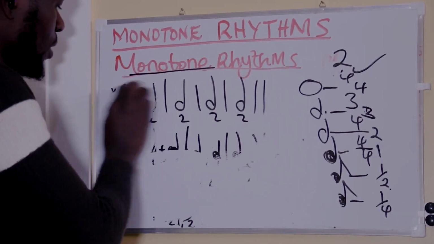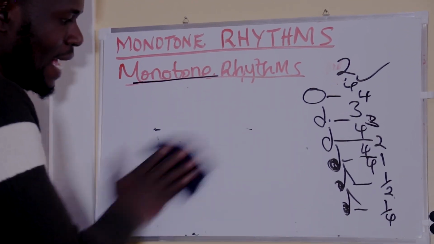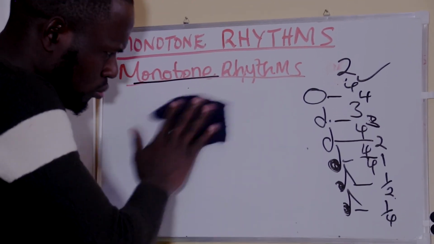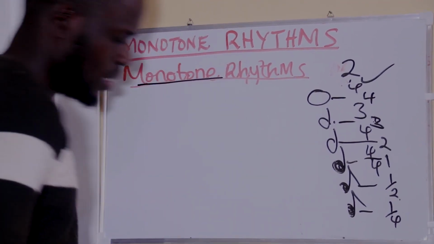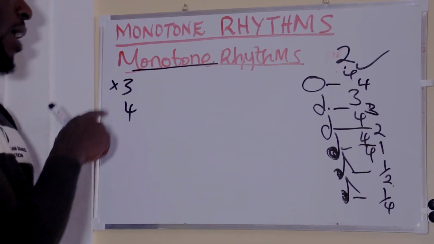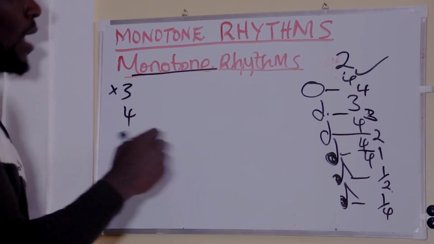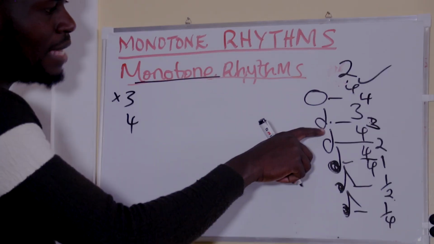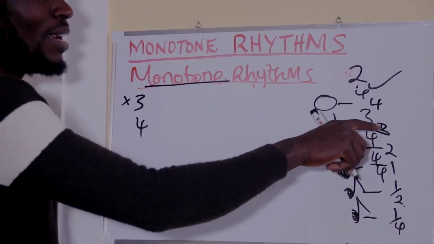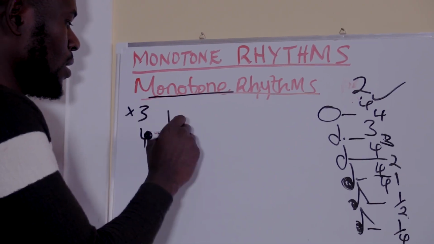When we come after 2 4, we go to 3 4 time signature. Now 3 4 time signature. Remember, the number we consider is 3. So how many beats per bar? 3 beats per bar. Which note has 3 beats? Dotted minim is equal to 3. Let's start with that one.